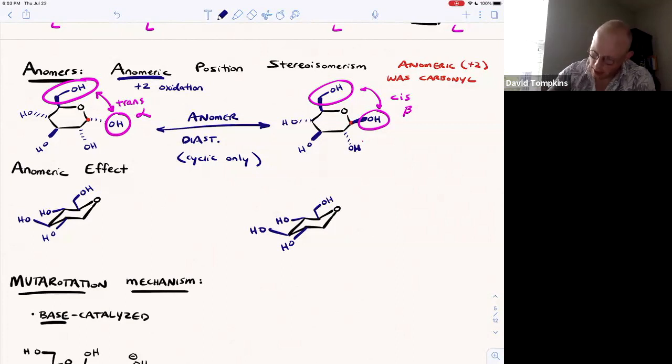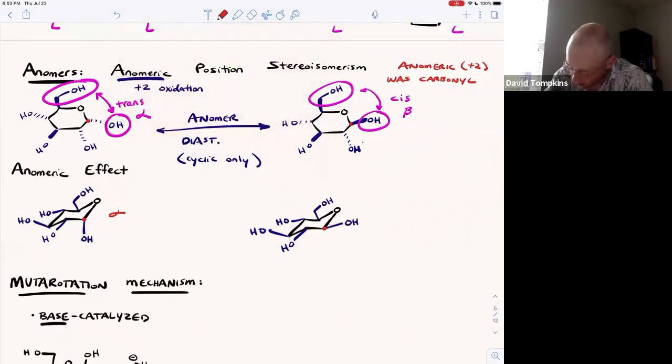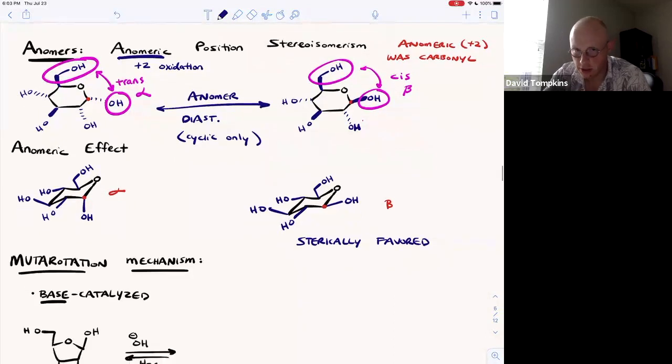Now, alpha is going to be down, which is the axial position here. Okay, so this is the anomeric carbon. And we know that axial is less stable than equatorial for large substituents that experience 1,3-diaxial interactions. So in terms of sterics, beta is favored, because it puts all of the large non-hydrogen groups in equatorial positions.